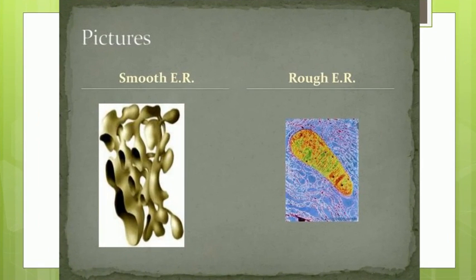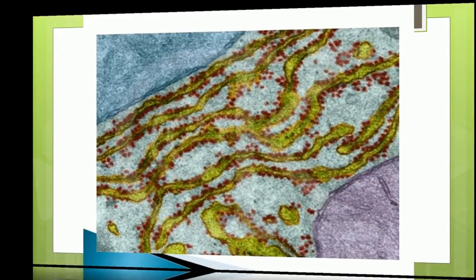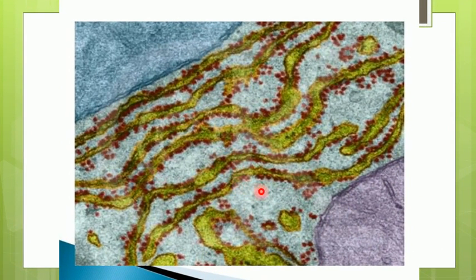In this picture, we could see the smooth ER and rough ER. On the rough ER, you have the presence of ribosomes on the surface, whereas on smooth ER, ribosomes are absent on the surface. This is another electron micrograph where you could see these brown are the ribosomes present on the endoplasmic reticulum. Sometimes these ribosomes are attached to the ER. These are called bound ribosomes. Some ribosomes are freely present in the cytoplasm. These are called free ribosomes.